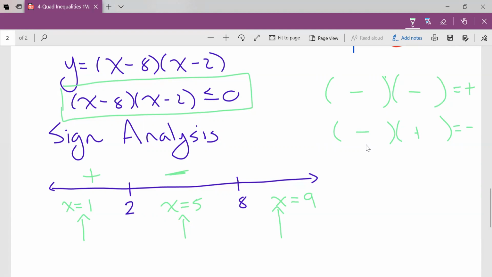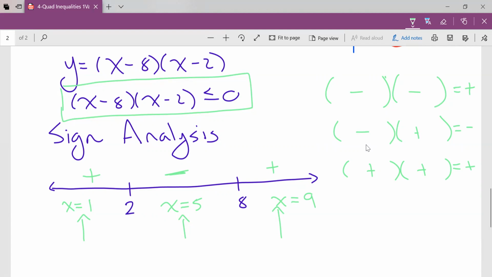One more time, for number 9, for Gordie Howe. Sub in 9, what do I get? 9 minus 8 is a positive. 9 minus 2 is a positive. A positive times a positive is a positive. So our sign analysis chart goes positive, negative, positive.